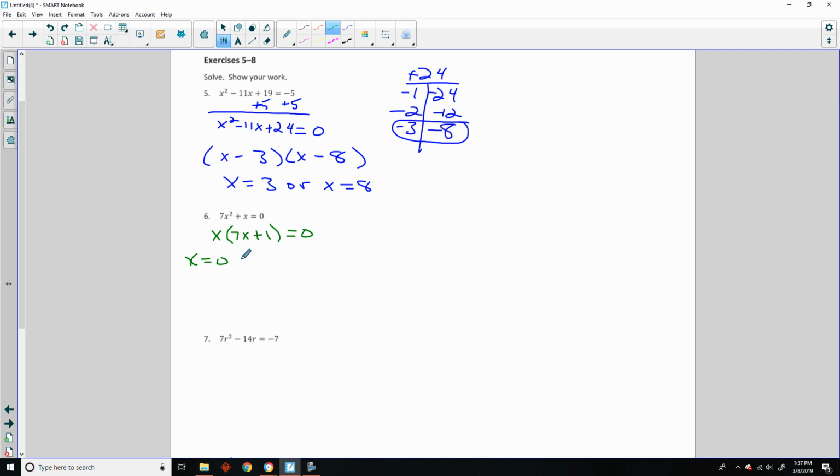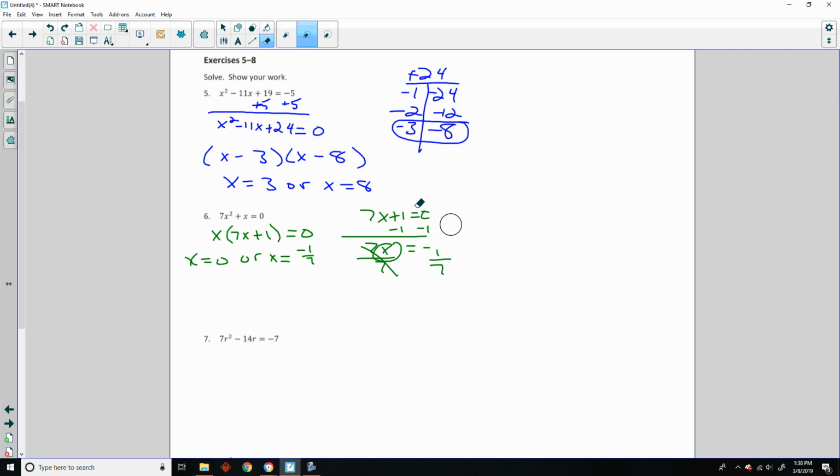That's true. Or x can equal, I'm not going to just jump into this. I will put the answer. It's going to be negative 1/7. Okay, and in order to figure this out, if you don't understand that, is 7x plus 1 equals 0. Subtract 1, subtract 1. We're solving for x. These cancel. And then I divide by 7, and boom, x equals negative 1/7.